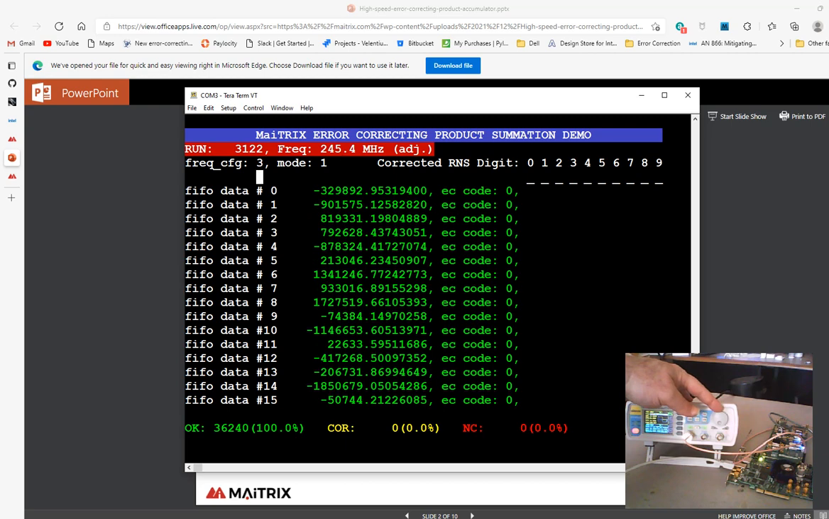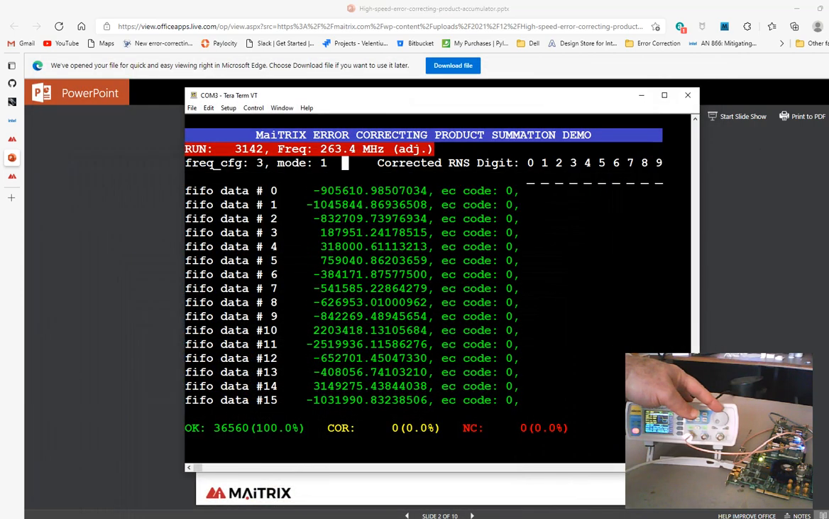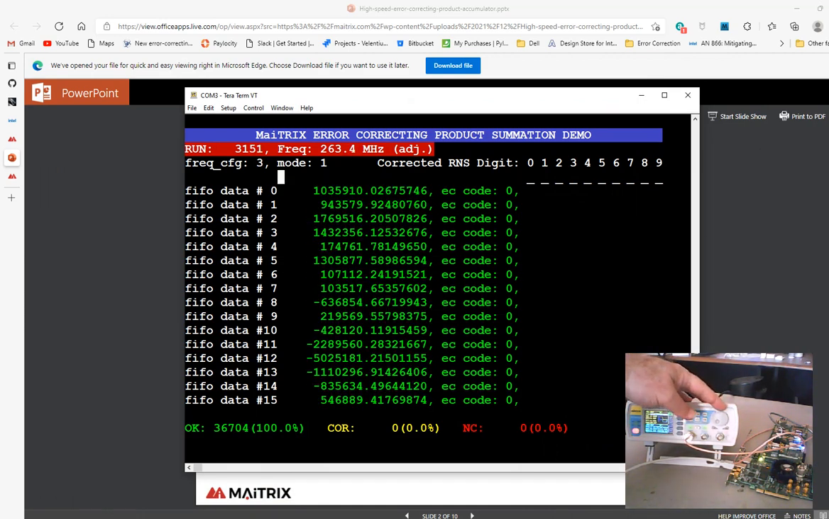Now interestingly, as I increase, now we're getting past what the rated frequency was from the Quartus report. We're now at 263 megahertz, and this is greater than what was reported, right? The 256 megahertz. So we're past 256 megahertz, and because everything is shown in green, we don't have any arithmetic errors in our product summations.